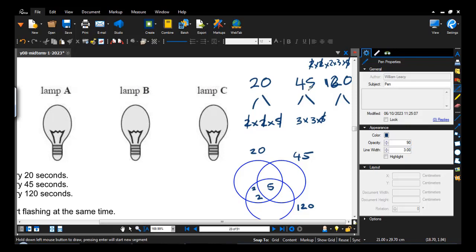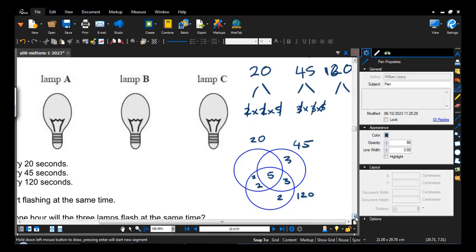Now 45 and 120. What's common? 3. You just have the 3, that's it. And then 120, what's left? 2. And what's left for 45? 3. I've actually just done the question for you.